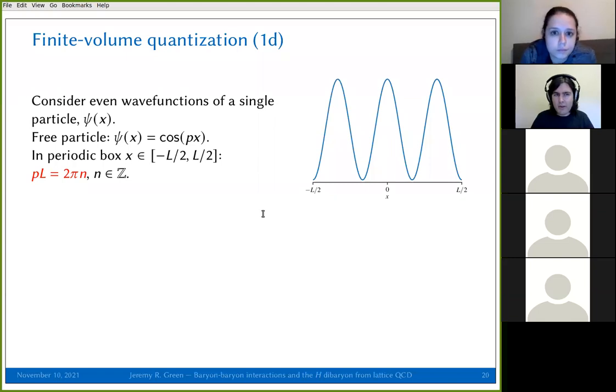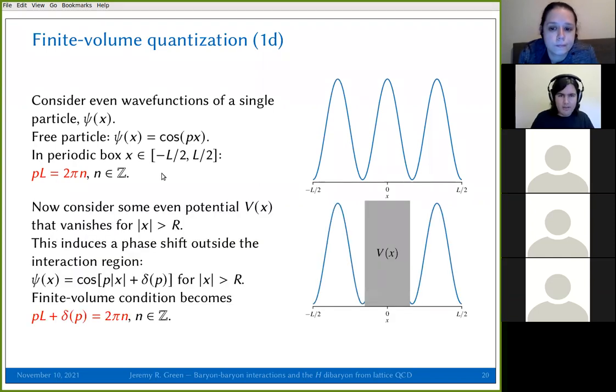So start with a free particle, and to make it even simpler, I'll focus on even wave functions. So for a free particle in a periodic box, first of all, free particle means psi of x will be cosine of p times x. And in a periodic box, it has to match up at the boundary, and so you get the quantization condition: p times L is some integer multiple of 2 pi.